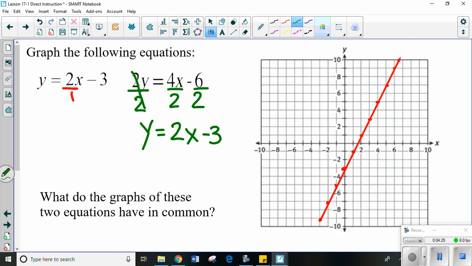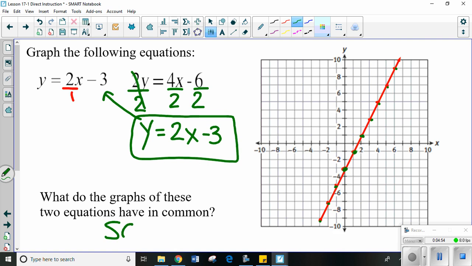So before I even graph, I notice that this is the exact same line. So I'm at negative 3 and I'm going up 2 over 1. So what do they have in common? They're the exact same line. So they don't intersect once, they intersect the whole entire time. They're the same exact line. They have the same slope and they have the same y-intercept.